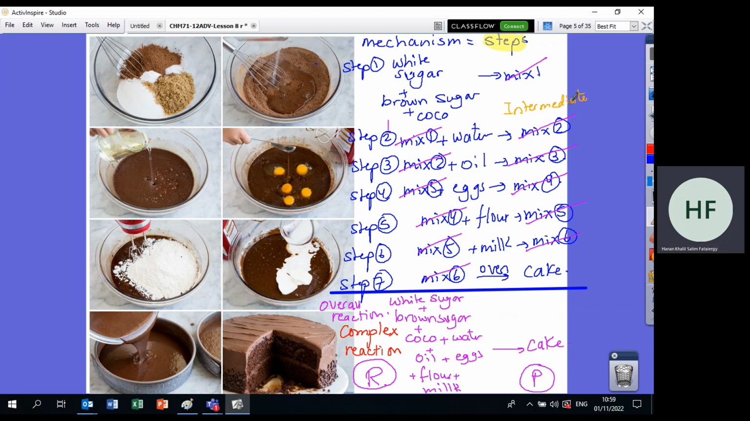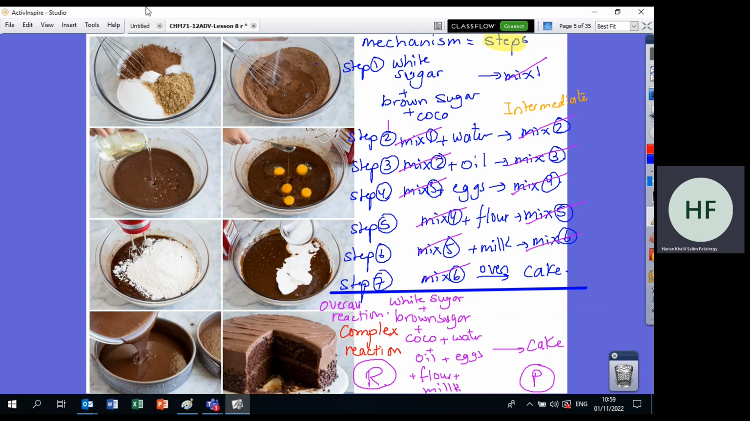Anything cancelled is called an intermediate, because this is something that happens in the middle. It's a product in one step, and then it's a reactant in another step. So anything that is cancelled is called an intermediate.